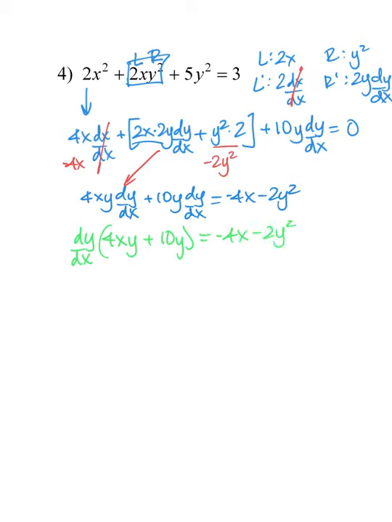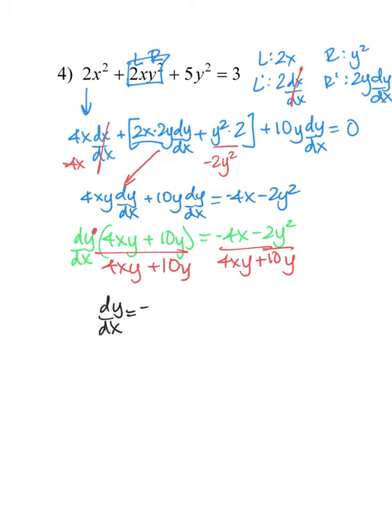So now that we have this expression multiplied by the dy/dx, that's when we want to divide. And of course, with algebra and that kind of thing of isolating an unknown, we're going to balance that out and divide both sides. We are then left with dy/dx is equal to negative 4x minus 2y squared all over 4xy plus 10y.